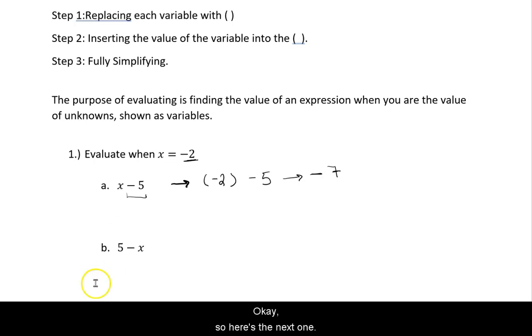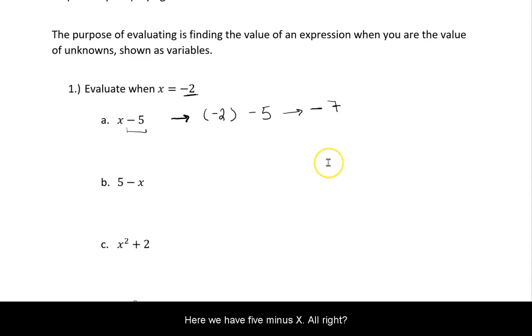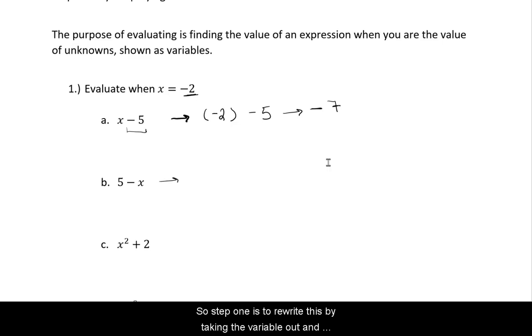Okay, so here's the next one. Here we have 5 minus x. All right, so step 1 is to rewrite this by taking the variable out and replacing it with parentheses. So I get 5 minus parentheses. Step 2 is to now put the value that we've been given into the parentheses, which is a -2.